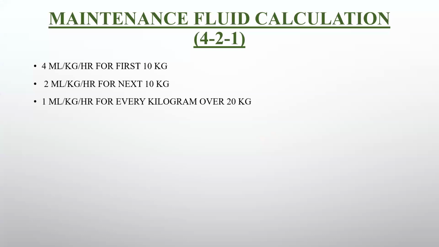The maintenance fluid calculation is calculated by the 4-2-1 rule. For the first 10 kgs, 4 ml per kg per hour. For the next 10 kgs, 2 ml per kg per hour. And for above 20 kgs, for every kilogram, 1 ml per kg per hour.